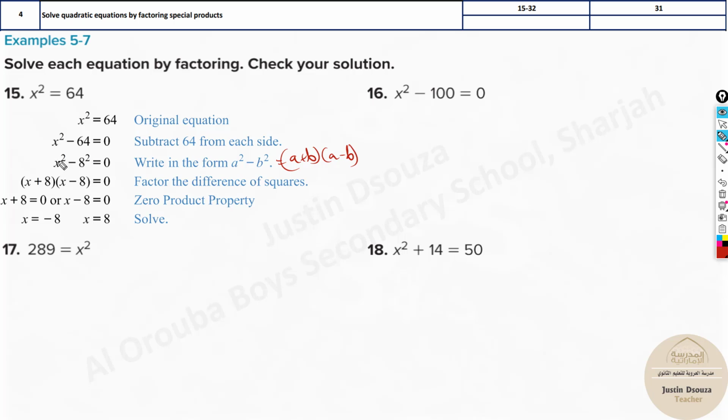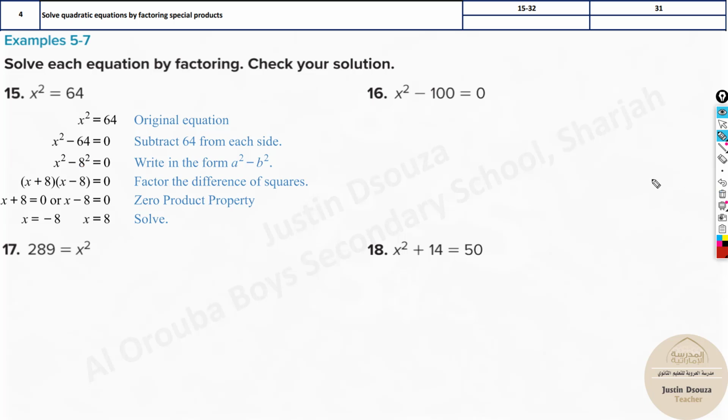Same way over here, you have x squared minus 8 squared. You factor it out as x plus 8, x minus 8. And now these are the factors. X will be equal to minus 8, x will be equal to plus 8. Those will be the answers.